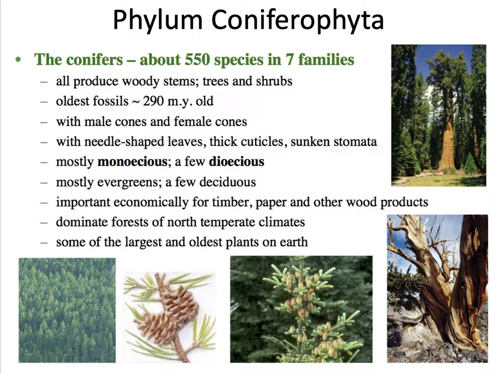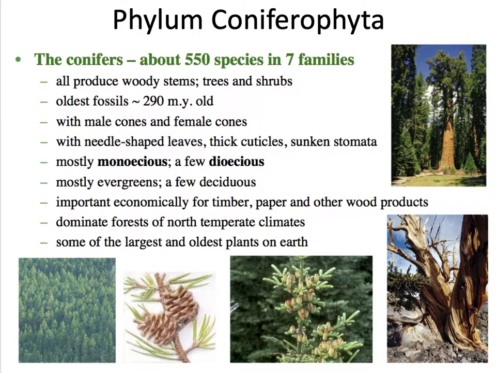First phylum is Coniferophyta. This is the conifers. And there are several hundred species in many families. All produce woody stems. They are all trees or shrubs. These are some of the most charismatic and well-known groups of the gymnosperms. It includes things like pines and redwood trees, which we find right here in coastal California. Some of the oldest fossils of the conifers date back about 290 million years ago.